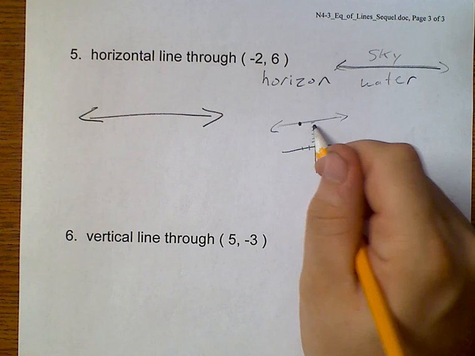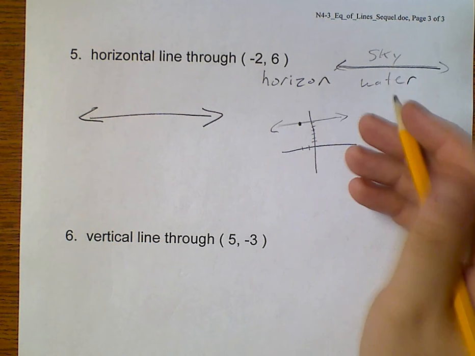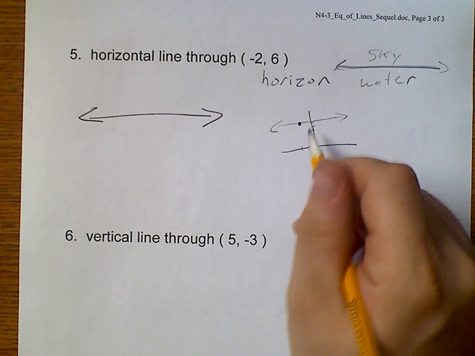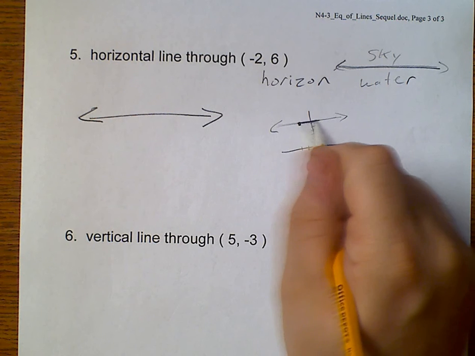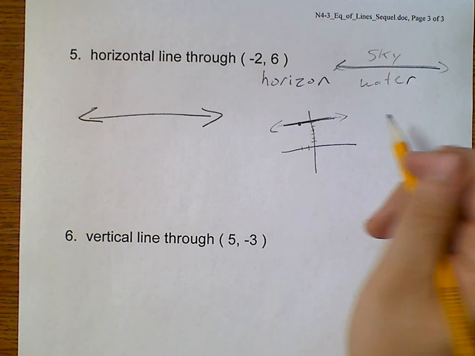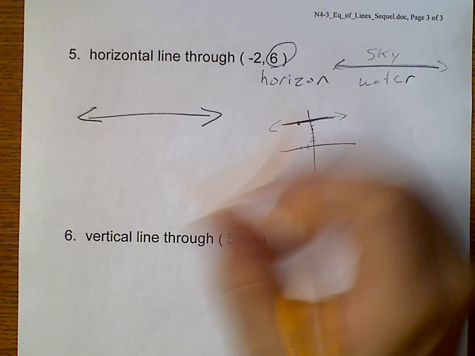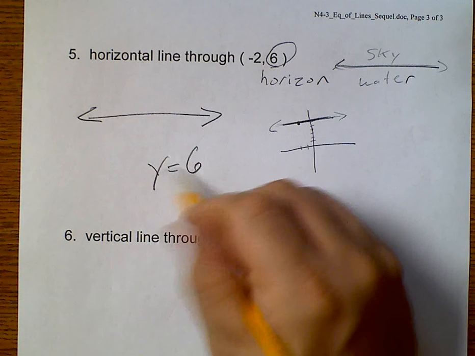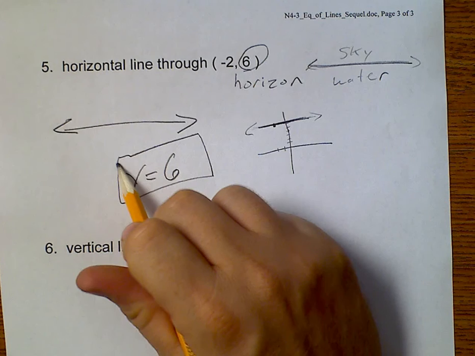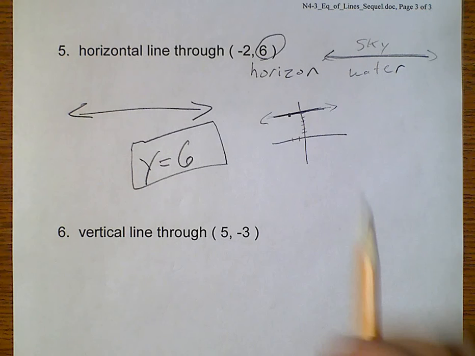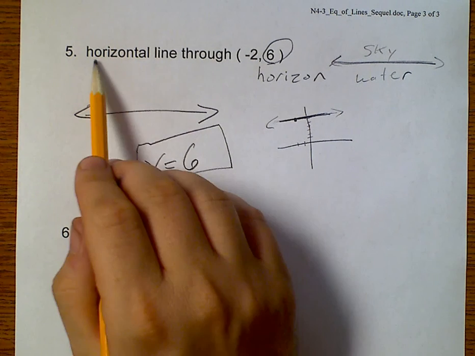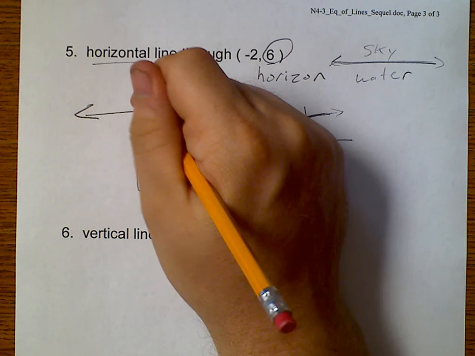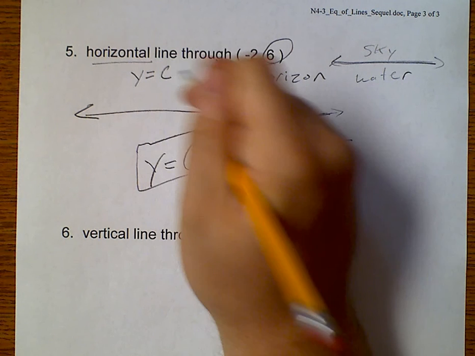And so the question is, is it x equals a number or y equals a number? Well, here, it's my y values that are always the same. So I look at y, and I'm given my answer right there. So if you have a horizontal line, this means that it's going to be y equals some number.